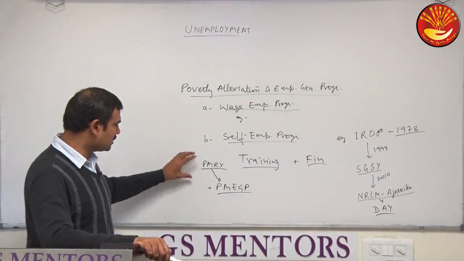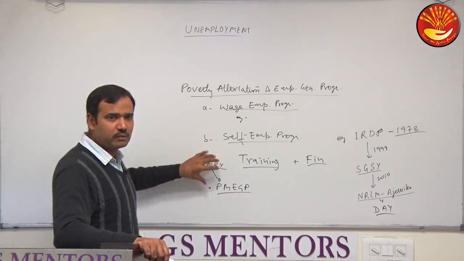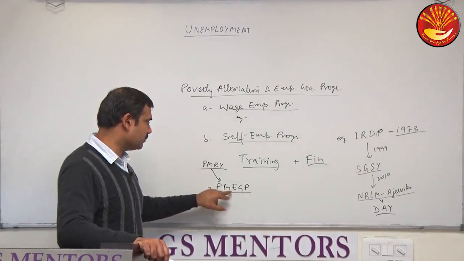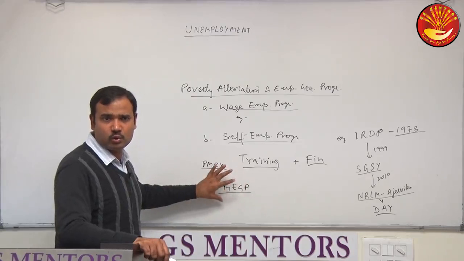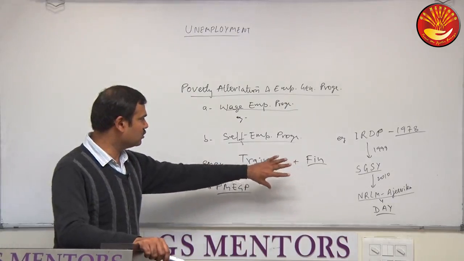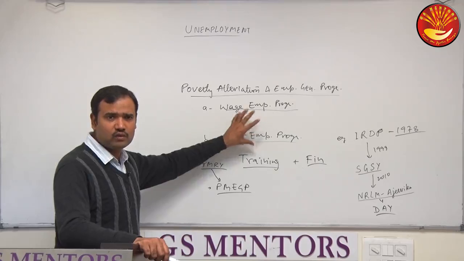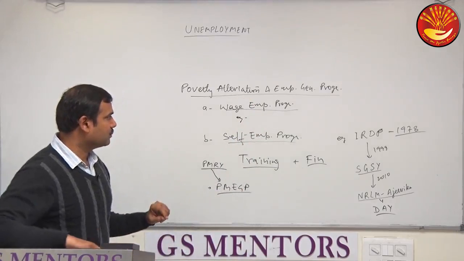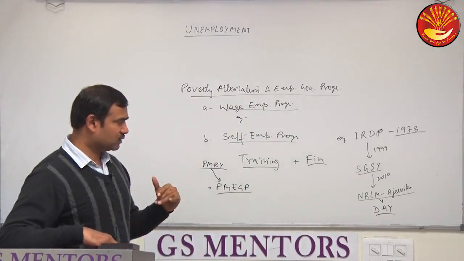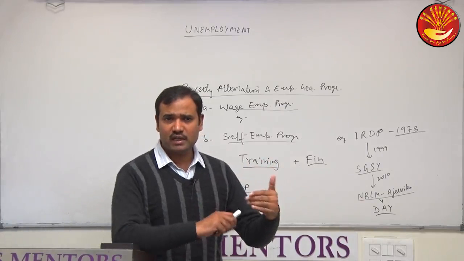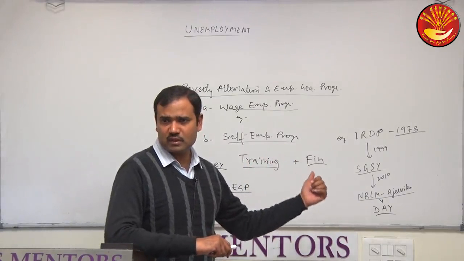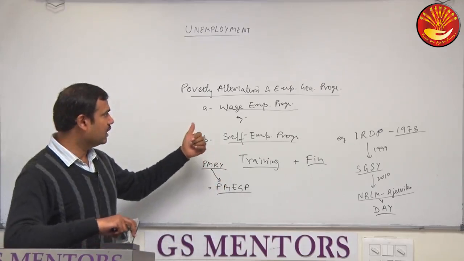Apart from that, another scheme was Pradhan Mantri Rozgar Yojana, now its name is PMEGP, Prime Minister's Employment Generation Program, in rural and urban areas both. So these two are important programs in this category. We'll discuss some other programs later. The most important measure to directly create jobs is employment generation programs, poverty alleviation and employment generation programs.